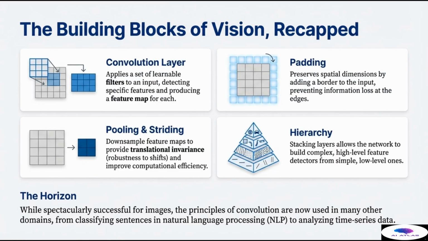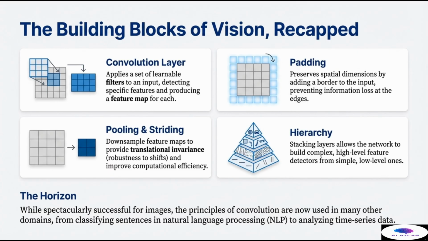To conclude our exploration, let's quickly recap the four essential building blocks that make up the architecture of modern computer vision. First, we have the convolution layer. This is the core engine, applying a set of learnable filters to the input to detect specific features, producing a distinct feature map for each. Second, we have padding. This practical technique preserves the spatial dimensions of the input by adding a zero border, preventing information loss, especially at the edges, as the data moves deeper into the network.